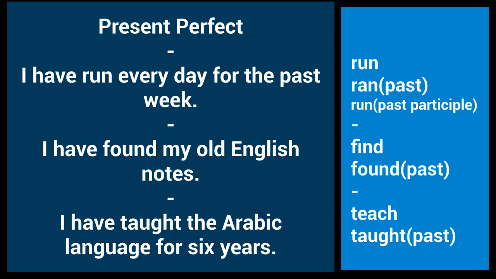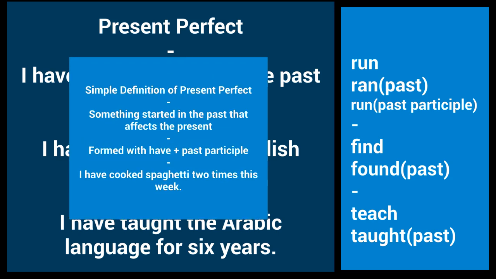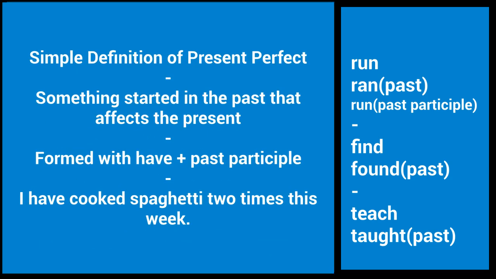Now, let's look at some examples of present perfect. Okay, if you don't remember or you haven't had present perfect before, the simple definition is something that started in the past and affects the present. Okay, so we make it or form it with have plus the past participle. Okay, have plus a verb.